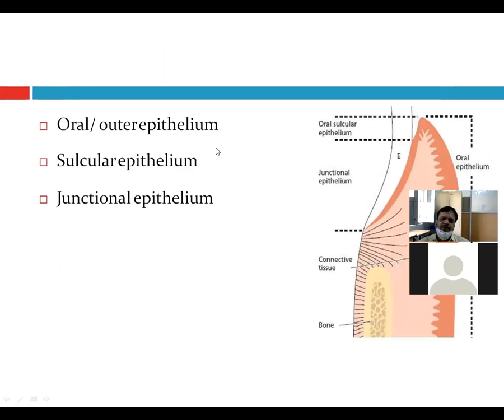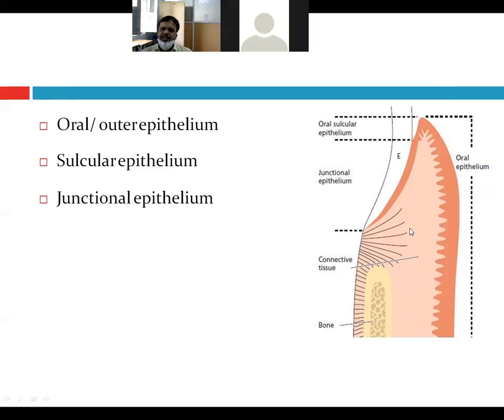There are three types of epithelium. One is oral or outer epithelium, second one is sulcular epithelium, and the third one is junctional epithelium. So in this figure we can see the three structures of gingiva. Whatever epithelium is present in your oral cavity is called oral epithelium, also called outer epithelium.